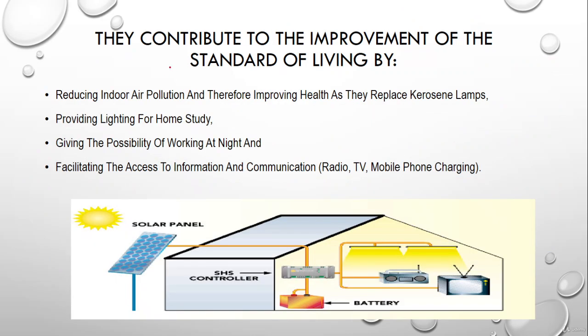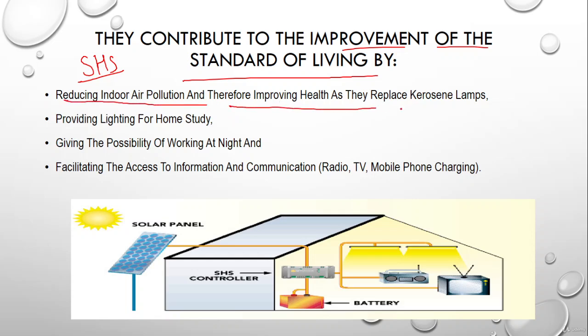Next, why this particular solar home system? Basically, it contributes to the improvement of the standard of living. In very remote areas where electricity is still not available, such DC systems are very important. It reduces indoor air pollution and therefore improves health, as it replaces the kerosene lamp. They will not use the kerosene lamp; they will go for the DC solar system, which is quite cost effective.